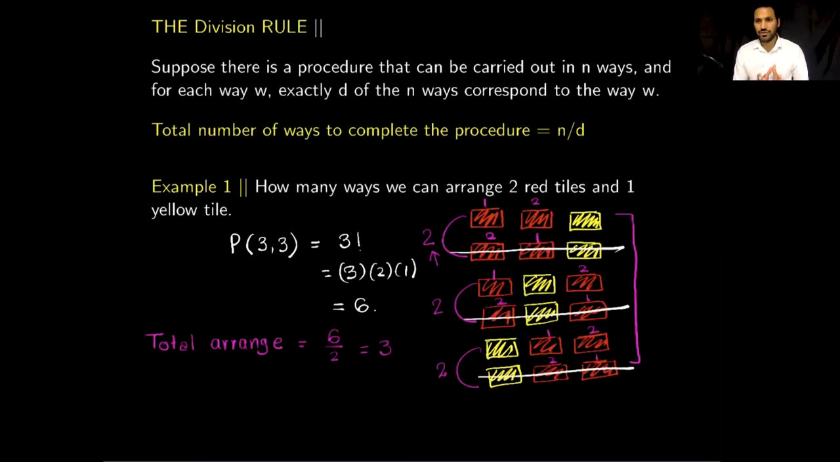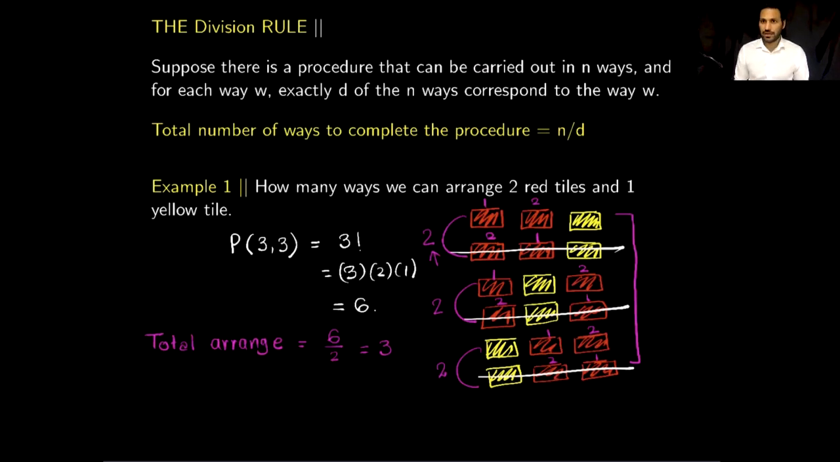We use the division rule if the whole procedure can be divided into a certain number of groups, and each group must have the same number of elements, or the same number of repetitions, corresponding to that group. This is really important for the division rule: each way has repetition, and it has exactly the same number of repetitions corresponding to that particular way. Then we can use the division rule.